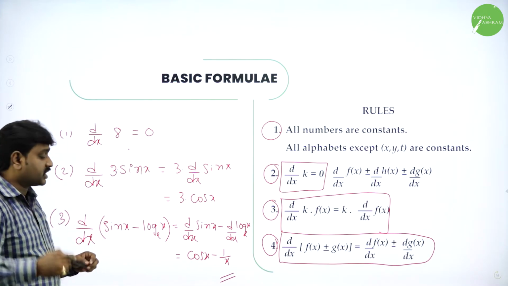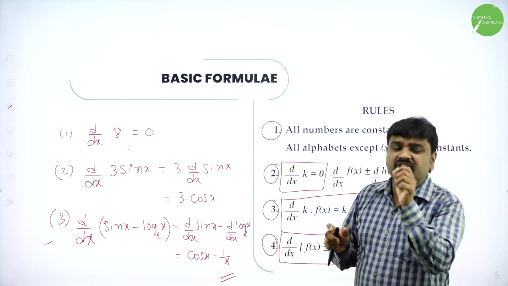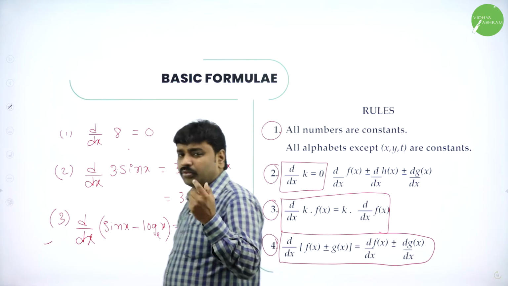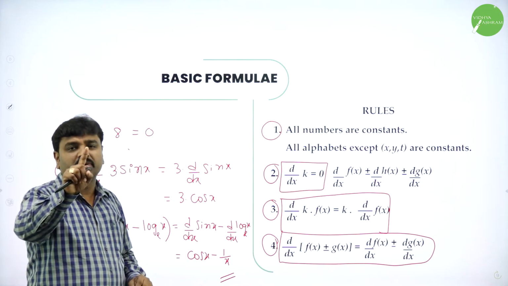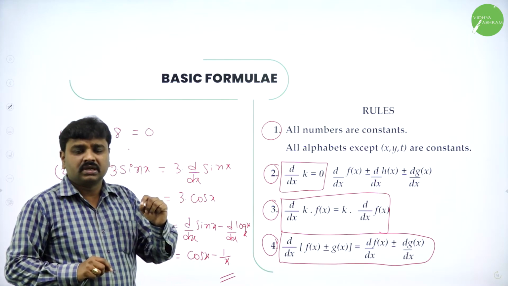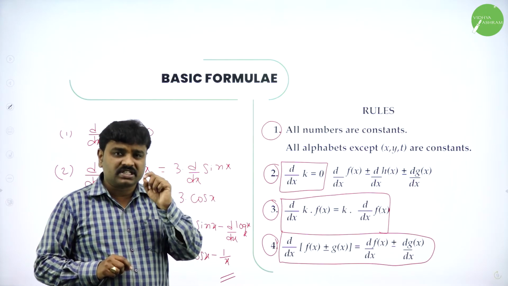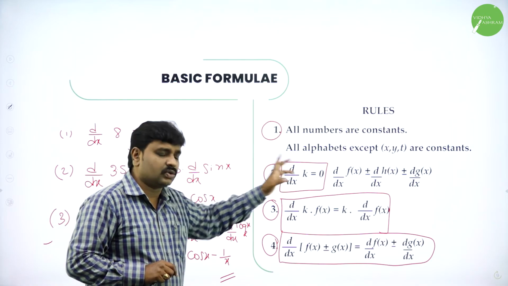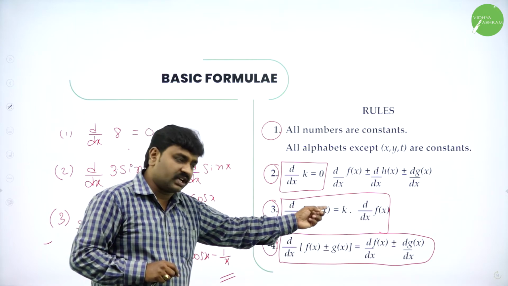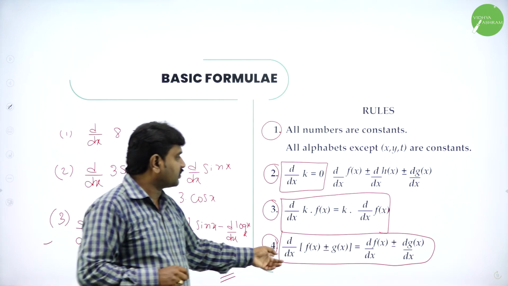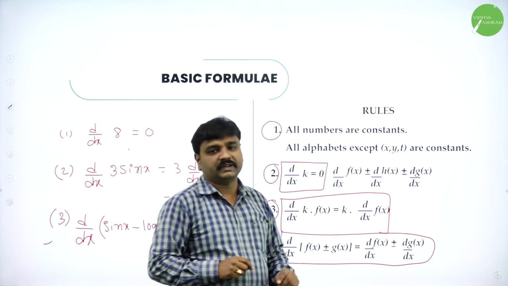If you have a sum or difference of more than one function, then you should differentiate each function. If you have plus in between, you put plus. If you have minus in between, put minus. So these are the 4 rules now. What is rule number 1? All numbers are constants and all alphabets except x, y, t are constants. Rule number 2, d by dx of a constant is 0, meaning d by dx of k is 0. Rule number 3, d by dx of k into f of x means take the constant out and apply d by dx for f of x. Rule number 4, d by dx of f of x plus or minus g of x means you can apply d by dx for each function.